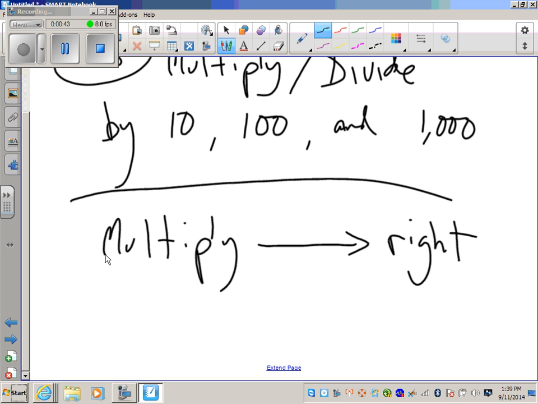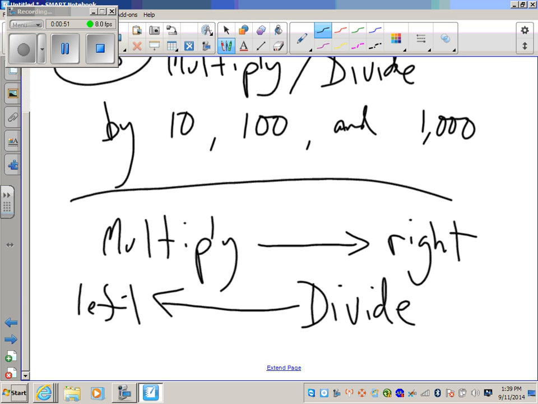And when I divide, usually we get smaller, not always, and not always bigger when multiplying, but we'll move our decimal to the left. And a lot of this is mental math, okay? And mental math as far as powers of 10 are concerned.